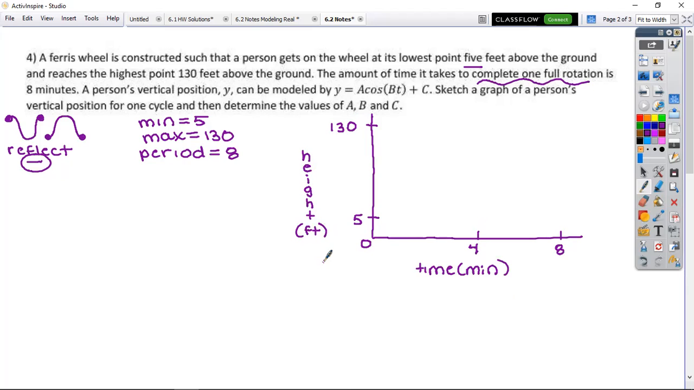Okay, you're going to sketch your curve. Again, remembering when you get on a Ferris wheel, you get on at the ground level, but not obviously right at the ground or the cart would scrape against it. So it's a little bit elevated. I'm going to make one full cycle after 8 minutes, and I'm going to reach my maximum value after 4 minutes.